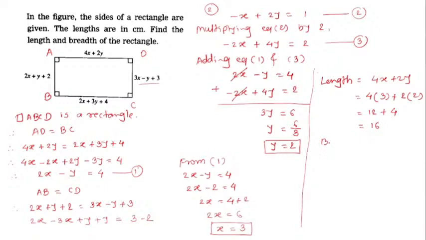In the same way we can find the breadth. So for breadth also we have two expressions, we can use any of them. If we take 2x plus y plus 2, again we have to substitute the values of x and y. 2 into x, that is 2 into 3, plus the value of y is 2, plus 2, so 3 into 2, 6, plus 2 plus 2, 4, so 6 plus 2 plus 2, that's 10. So the unit is given to be centimeter, so the length of this rectangle is 16 centimeter and the breadth is 10 centimeter. So this is how we can find the length and breadth for the given diagram.